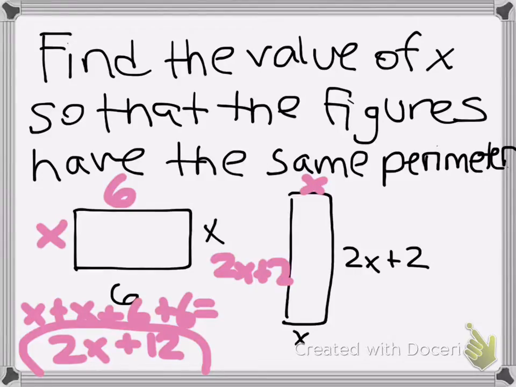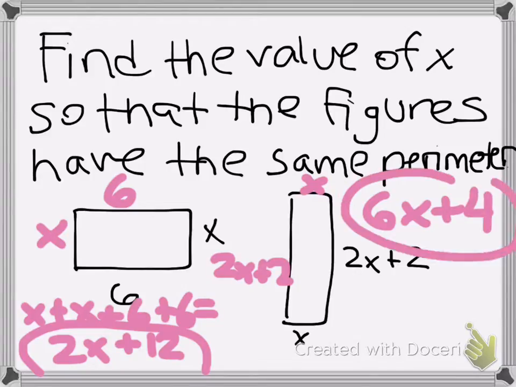So if we, again, add all these up, I have an x, an x, a 2x, and a 2x. So that's x plus x is 2x, plus 4x is 6x, and then 6x plus 2 is 6x plus 4. So this figure's perimeter is 6x plus 4. Now, if I were to solve this for x, since it says they want to be the same perimeters, I'm going to put this equal to the other expression. So 2x plus 12 is going to equal 6x plus 4.